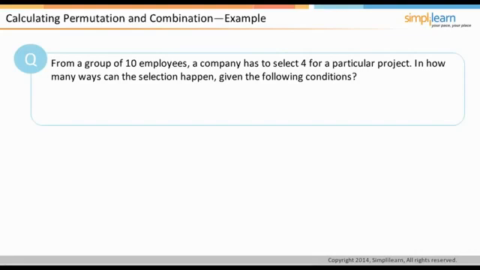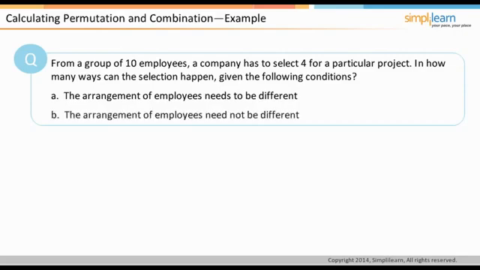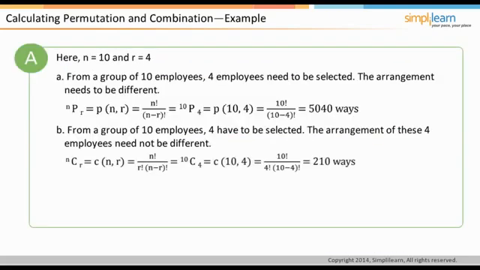From a group of 10 employees, a company has to select 4 for a particular project. In how many ways can the selection happen, given the following conditions? When the arrangements of employees needs to be different. When the arrangement of employees need not be different. Click the button to know the answer.